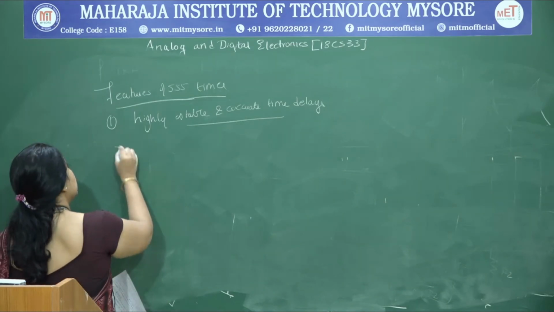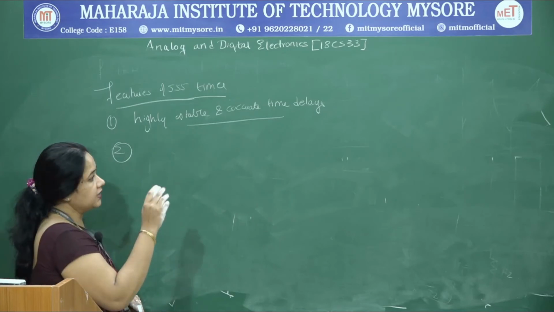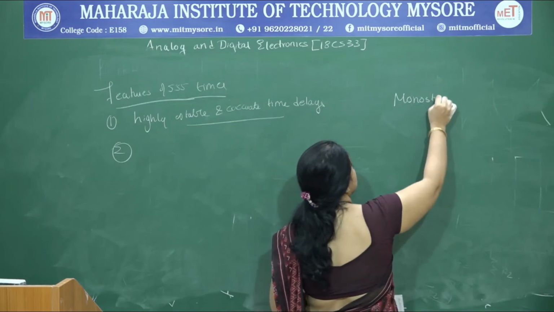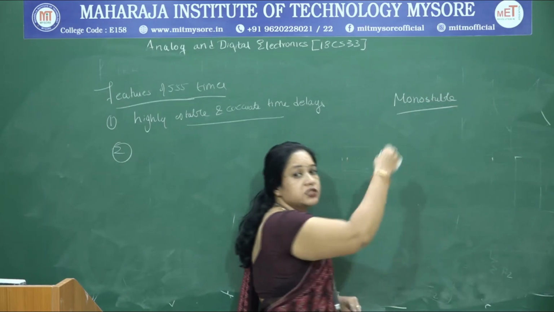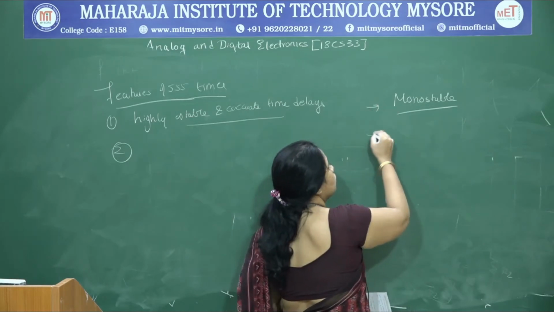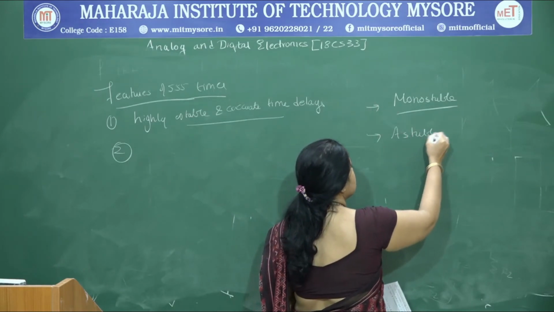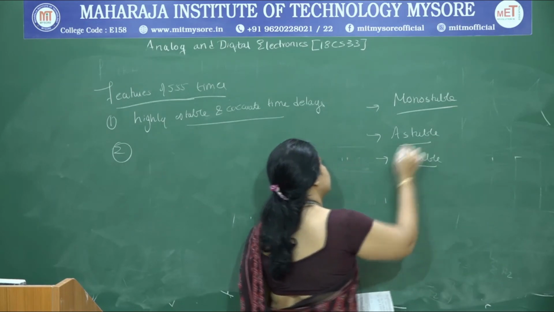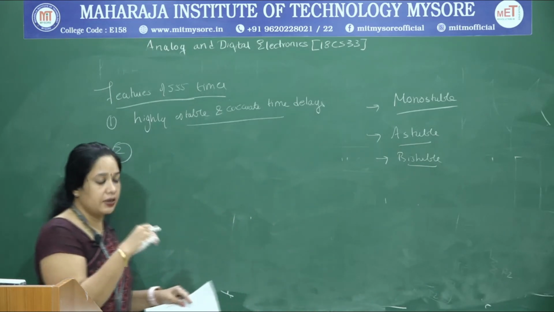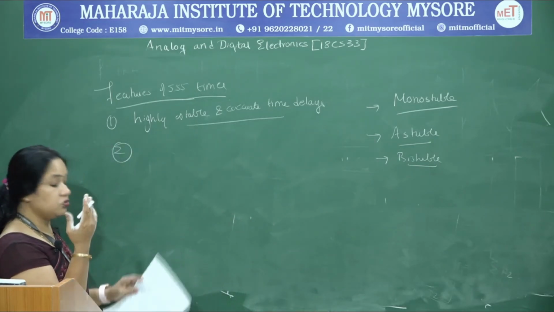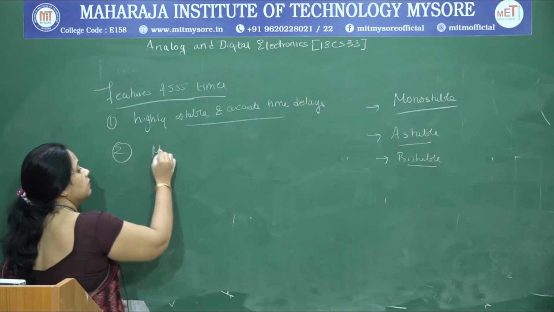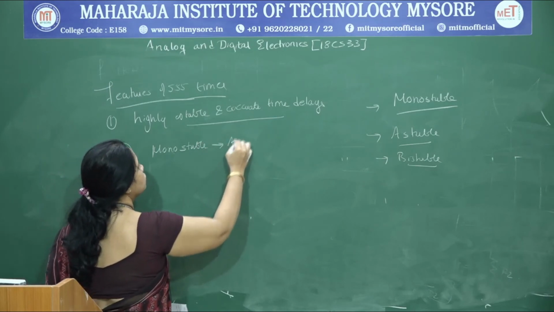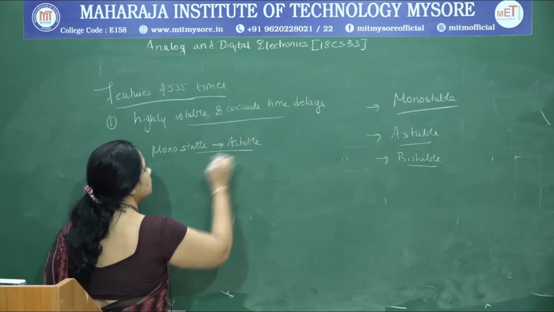And the second one is it can be easily configured. As I said, there are 3 types of multivibrators, based on the number of stable states of the output pulse: monostable, astable and bistable multivibrators. And coming to the 555 timer, you can use it to configure the monostable and astable multivibrators very easily.